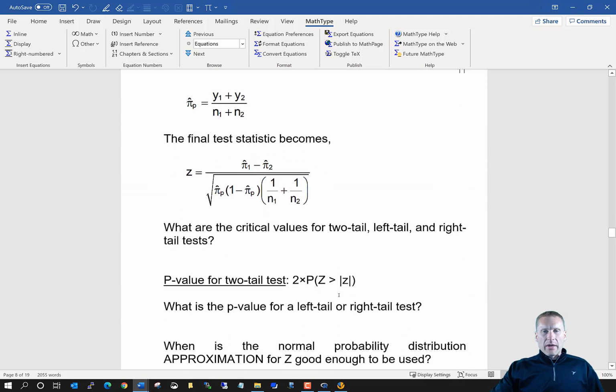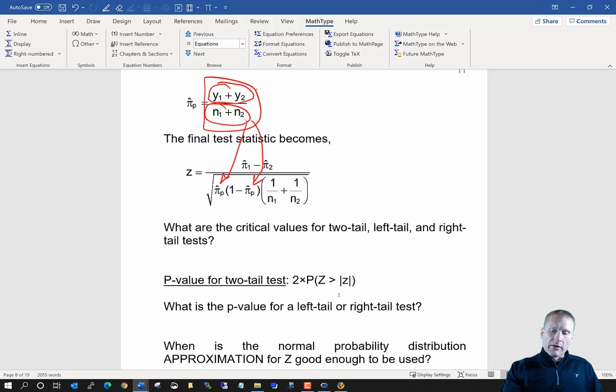Well, how do you estimate pi sub p? Because we still can't calculate it, because this is an unknown parameter value. The way that we estimate it is that if what's happening in population 1 is also what's happening in population 2, essentially we can combine the populations to come up with an estimate for the proportion of successes, or let's say maybe an overall disease prevalence. So we take y1 plus y2 all over n1 plus n2, and that's our estimate, pi hat sub p. And now this is what goes into our test statistic.